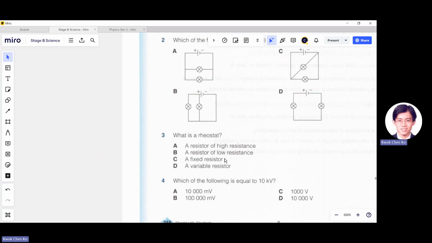Wait, here is times 1, 2, 3. So it's all times 1,000. Yeah, you better remember. That's how you remember: kilometer, kilogram.